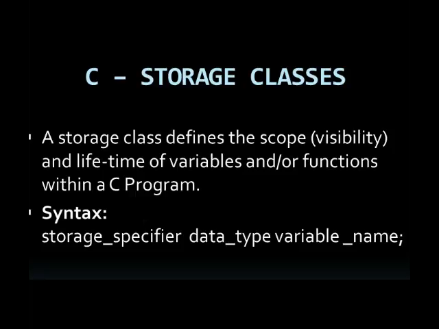The storage class defines the scope and lifetime of a variable and functions within a C program. The syntax is the storage specifier, the data type, and the variable name. So what does scope mean? Scope is nothing but a region or a part of a program in which a variable is accessible. The lifetime means the period of time during which the memory is associated with the variable.